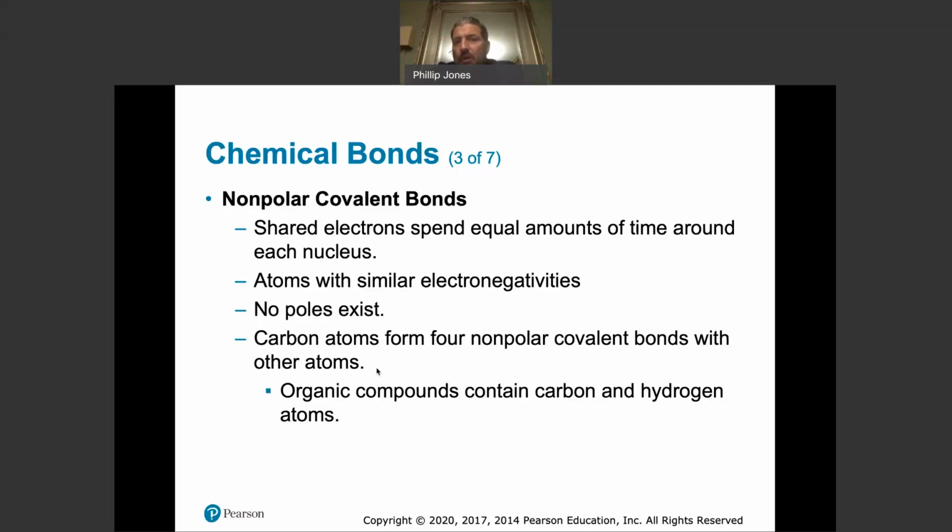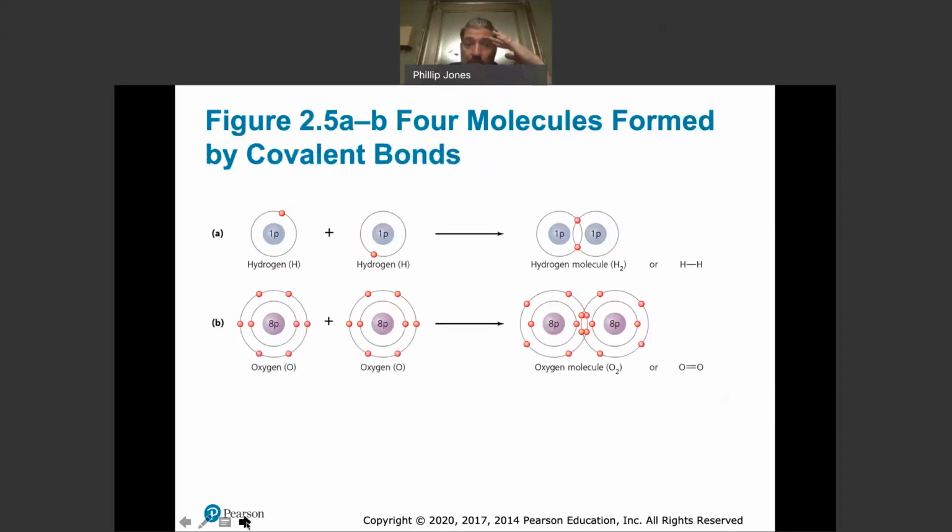So carbon atoms, like I said, form 4 nonpolar covalent bonds with other atoms. Organic compounds contain carbon and hydrogen atoms. So if you want to take organic chemistry, it's literally going to be anything that has carbon or hydrogen in it. Inorganic chem doesn't contain carbon. And then you learn about chiral carbons or mirror images, dextrorotatory or levorotatory. Yeah, carbons. My head's pounding just thinking about that course.